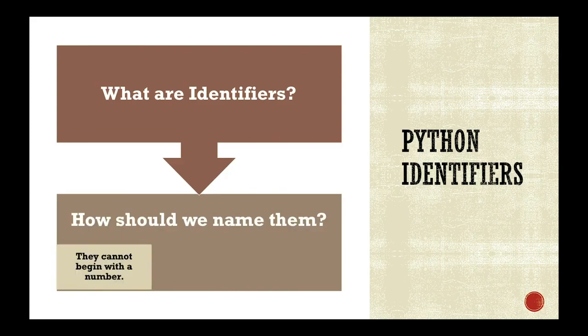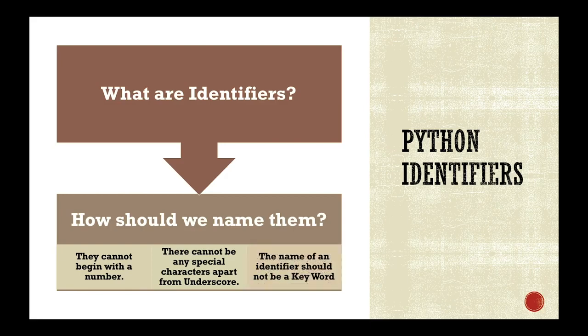So, how do you name these identifiers? They cannot begin with a number. There cannot be any special characters apart from underscore, and the name of an identifier should not be a keyword.